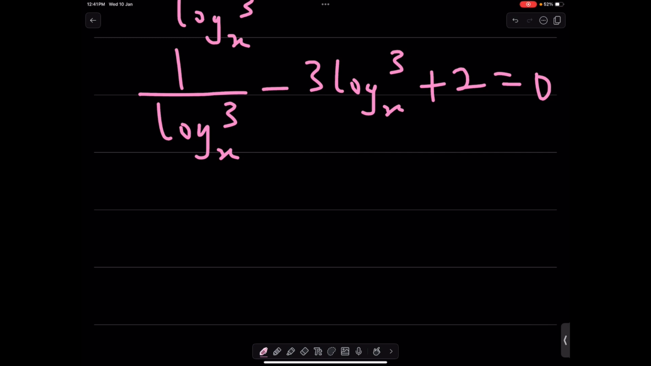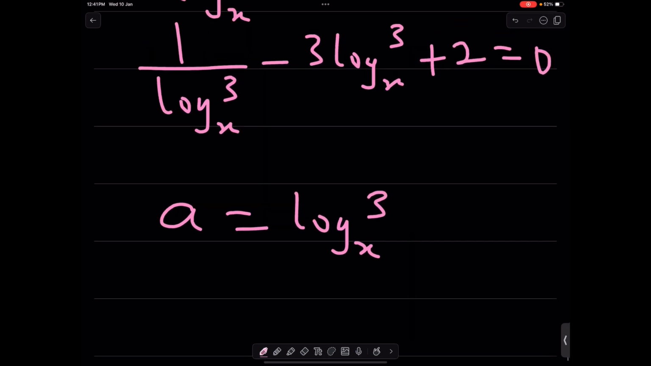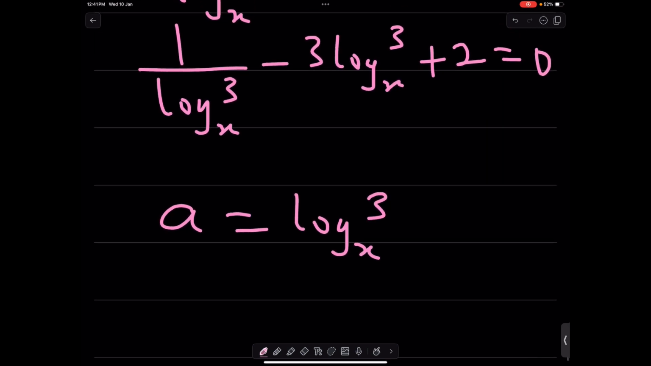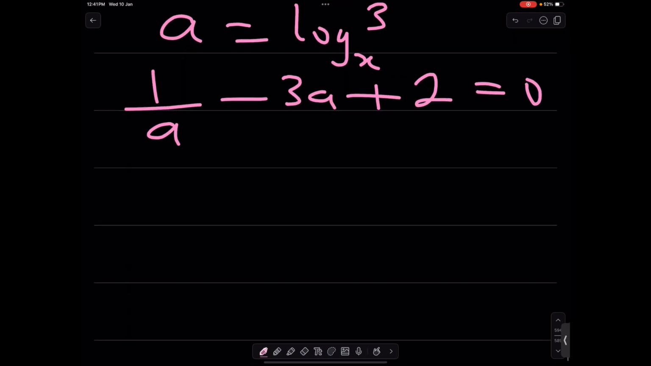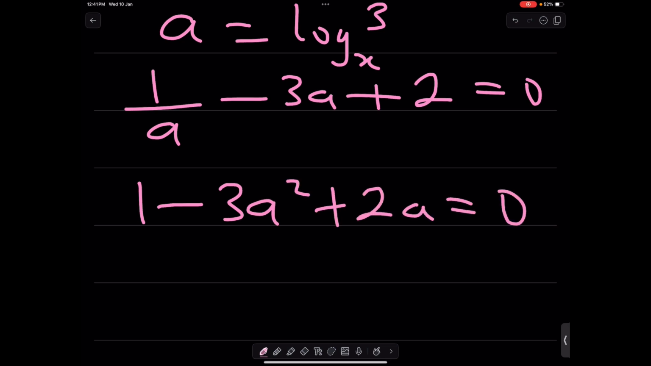And now, let a be equal to log 3 base x. This is just to make the equation simpler. That simply means 1 all over log 3 base x will be 1 all over a, minus 3 log 3 base x will be minus 3a, plus 2 equals 0. If I multiply through by a to clear the fractions, I'm going to have 1 minus 3a squared plus 2a equals 0.